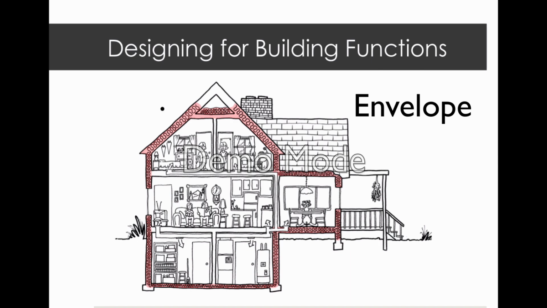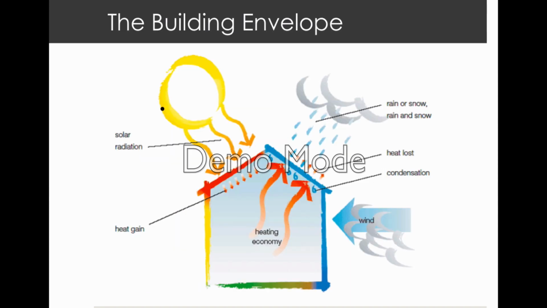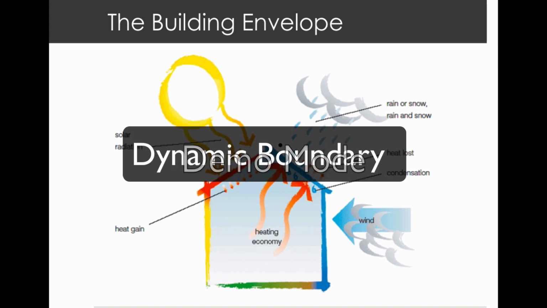The envelope essentially encloses and shelters the space and creates a barrier for rain and protects from the sun and wind and harsh temperatures. And traditionally, we had seen this building envelope as a static entity, meaning that it didn't interact with anything. It was for mere protection. But today, designers and architects see the building envelope as a more dynamic boundary, meaning that it allows the inside of the building to interact with the outside.